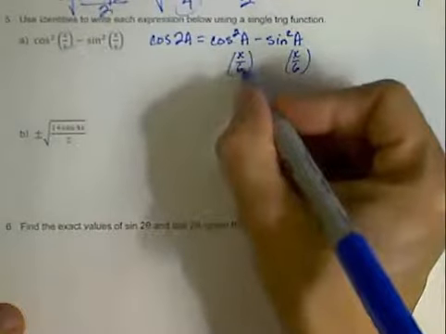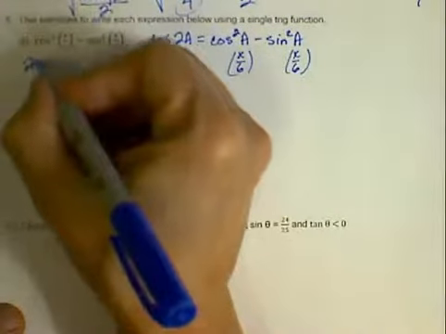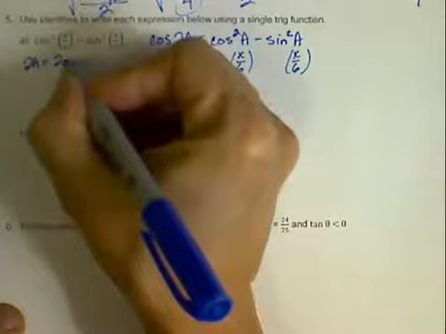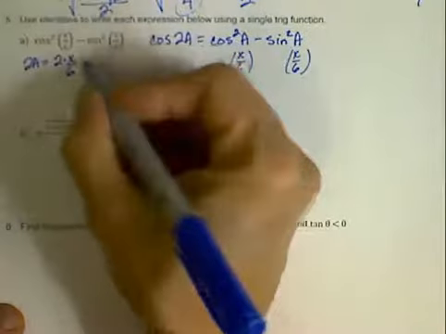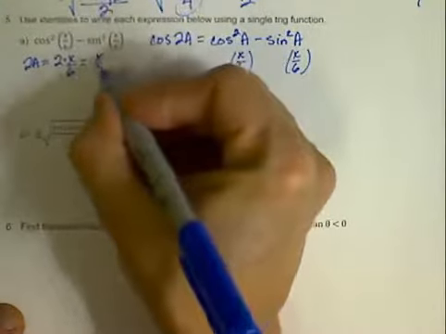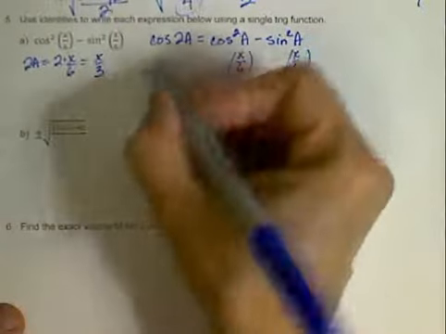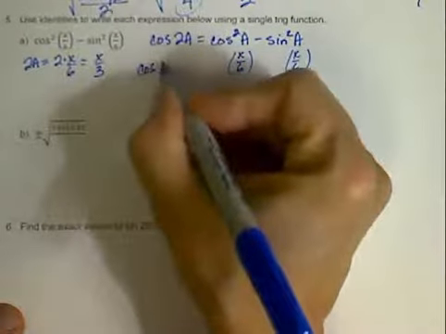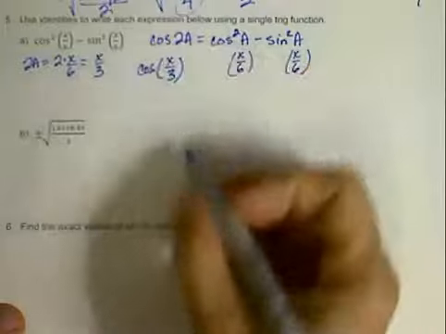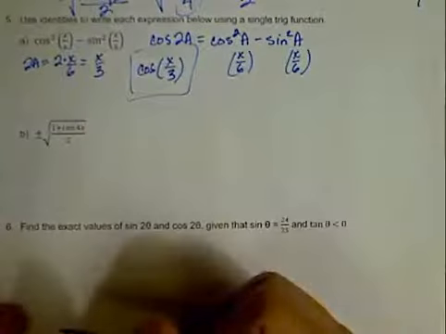If a is x over 6, then 2a is going to be 2 times that. That would reduce to x over 3. So we could rewrite this side as the cosine of x over 3. And that's as simple as we could get it.